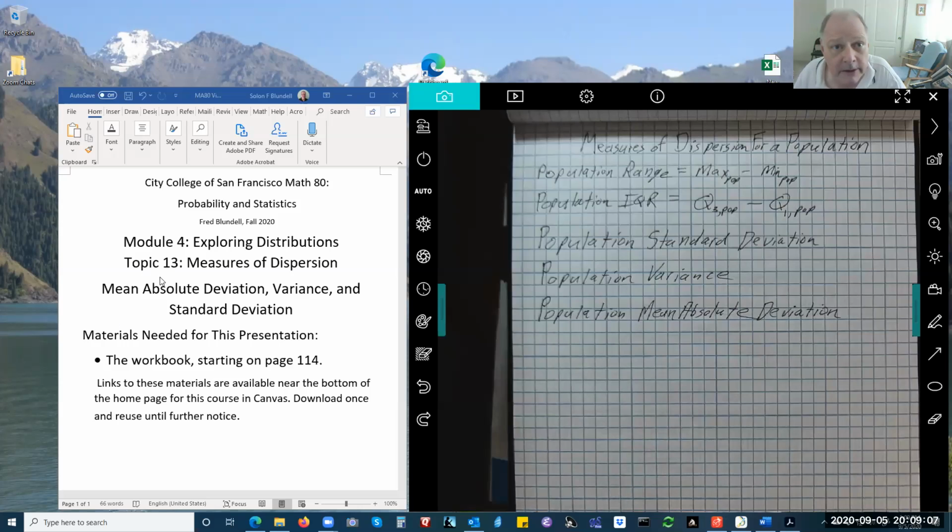This topic 13 in the workbook starts on page 114 in the August 2020 edition.